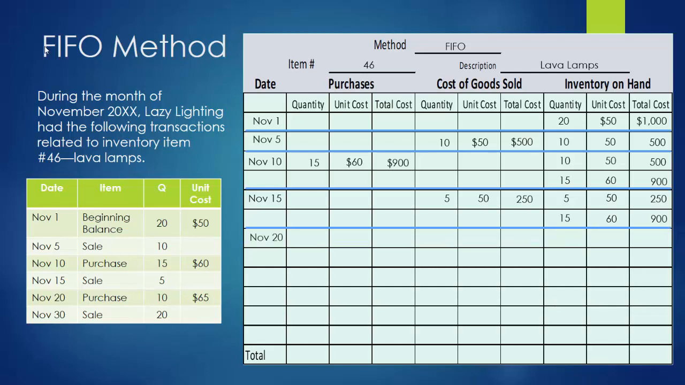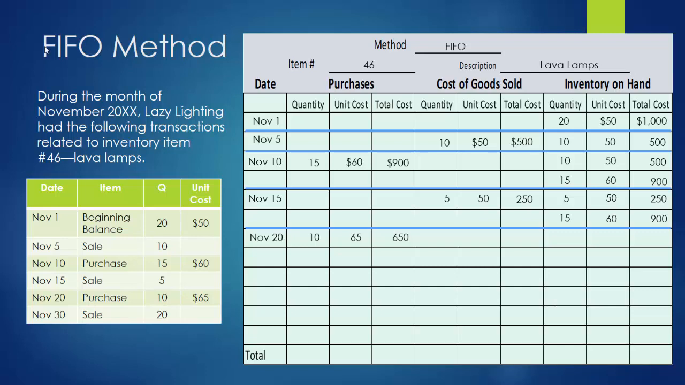On November 20th, we're going to make another purchase. We're buying 10 lava lamps. They cost $65 a unit, so our total cost is $650 for that particular purchase. Again, we're making a purchase, so we need to make a new layer in our inventory.